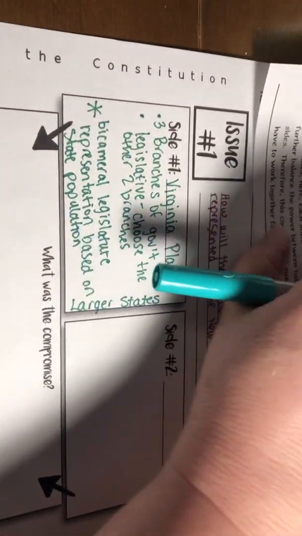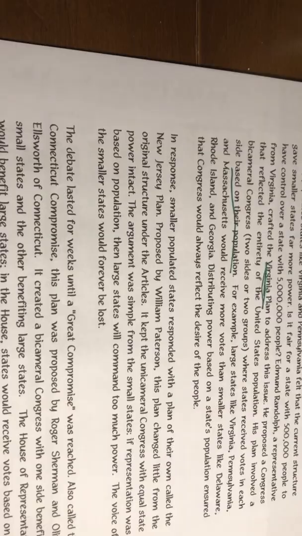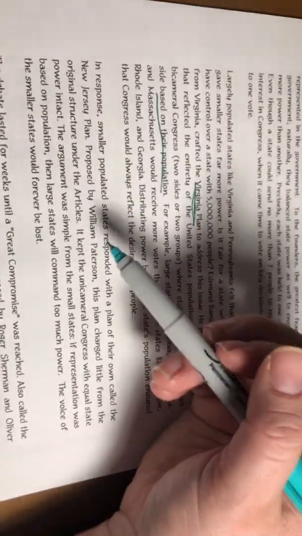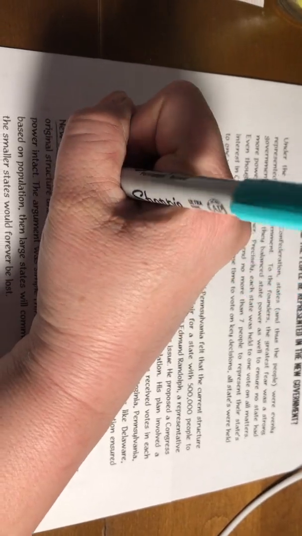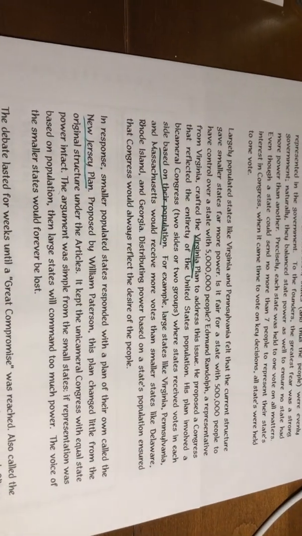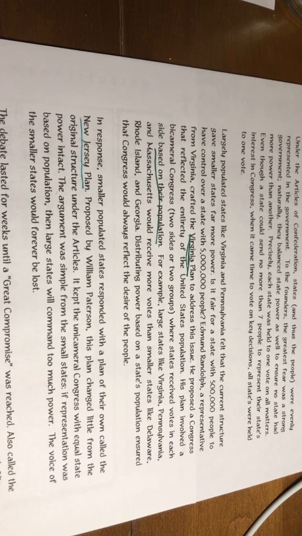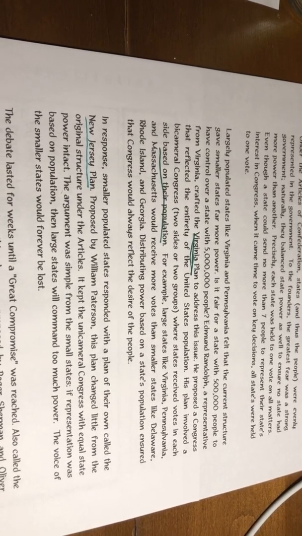All right, so now we have to have another side. Obviously, it's going to be the small states who want their own response. So in response, smaller states responded with a plan of their own called the New Jersey Plan. Proposed by William Patterson, this plan changed little from the original structure under the Articles.